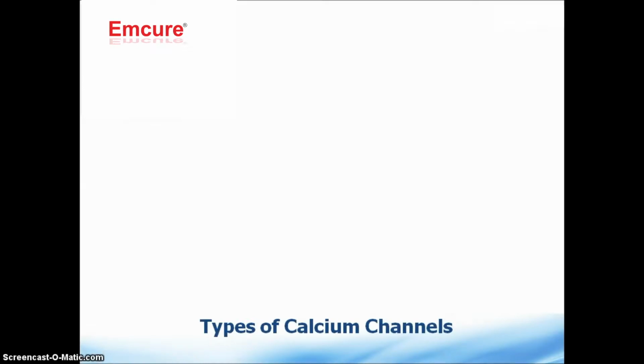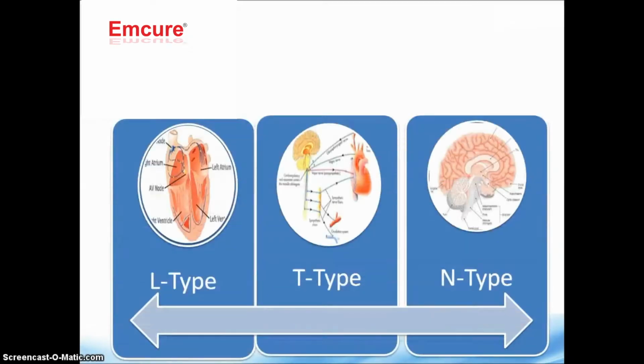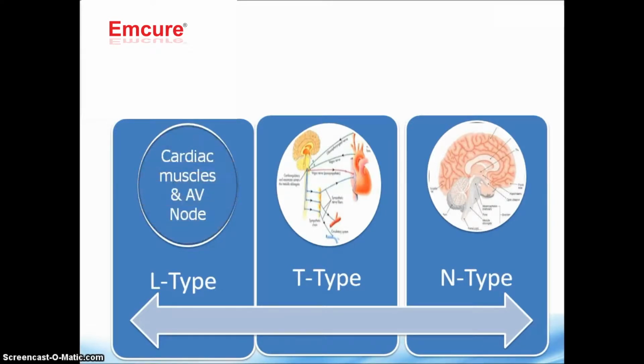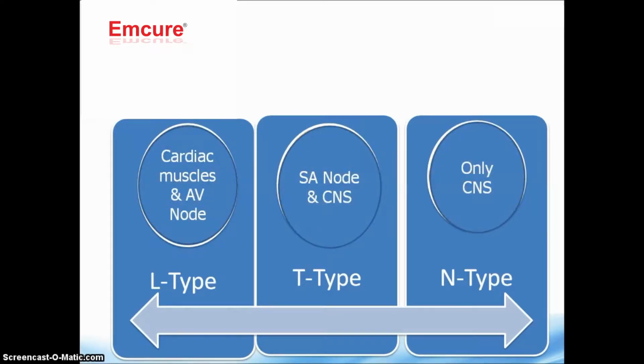Now we go on to the next slide, which talks about the types of channels. We have already spoken about it, but I'll show you a representation in the slide so that you can remember it and do a recap when you are trying to express yourself. The L type are seen mostly in your cardiac muscle; this is a cross section of the heart. The T type are found in the brain as well as in the heart, and the N type are predominantly found in your central nervous system.